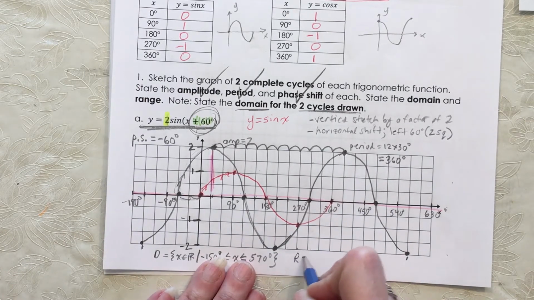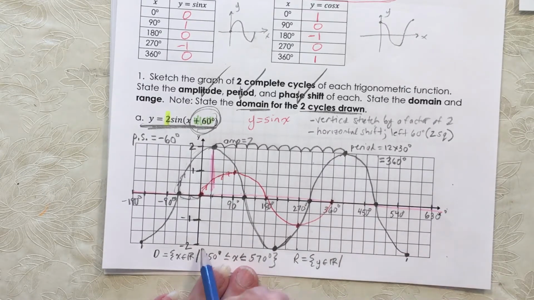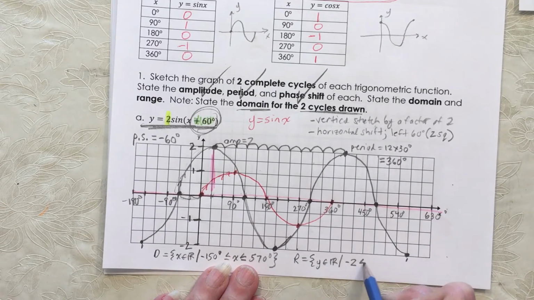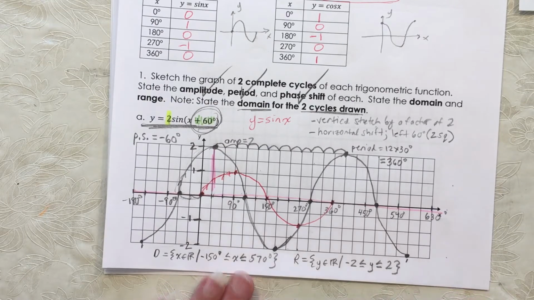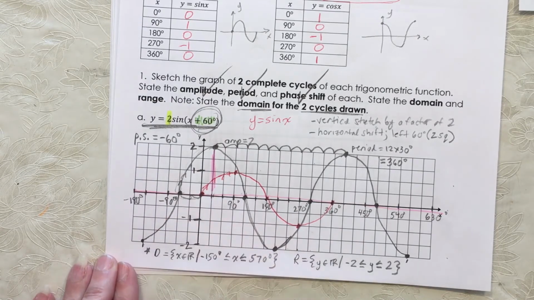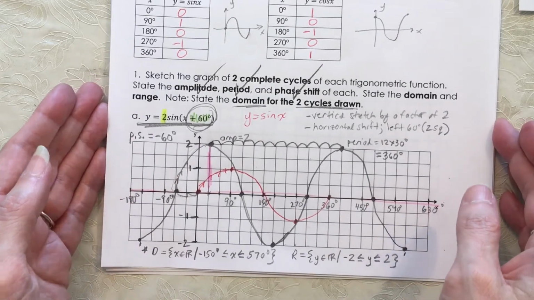And our range is lowest to highest, so y is an element of the reals. The lowest we get is -2 is less than or equal to y, which is less than or equal to +2. Okay, so we're using that set builder notation for the domain and the range, and because the domain, we're just doing the domain for the cycles that we actually drew, the 2 cycles. Okay, so there's our first example of transformation of the parent function sine and cos.